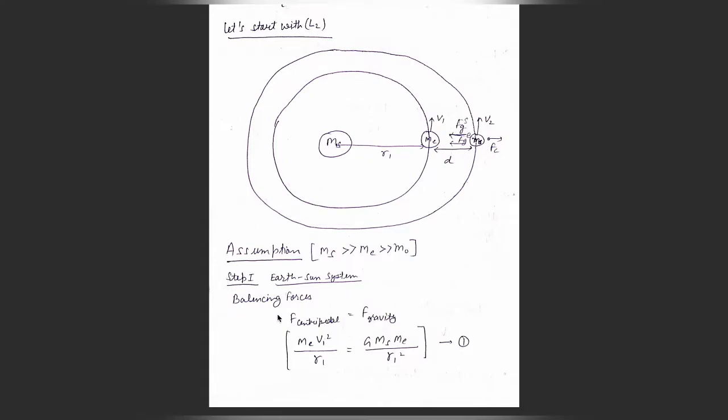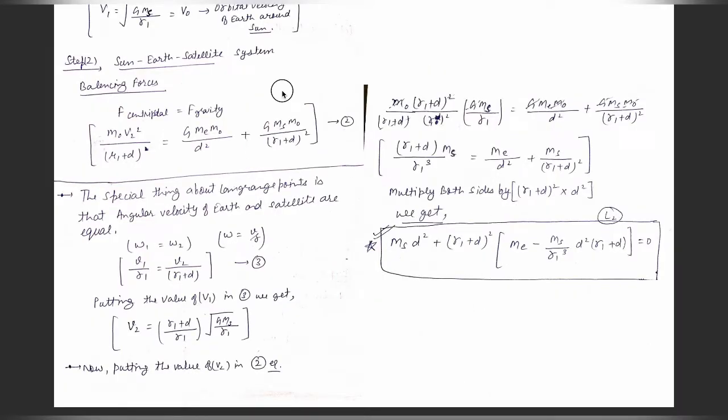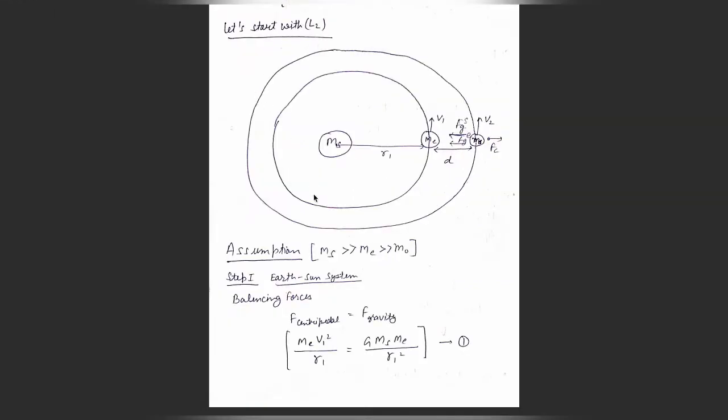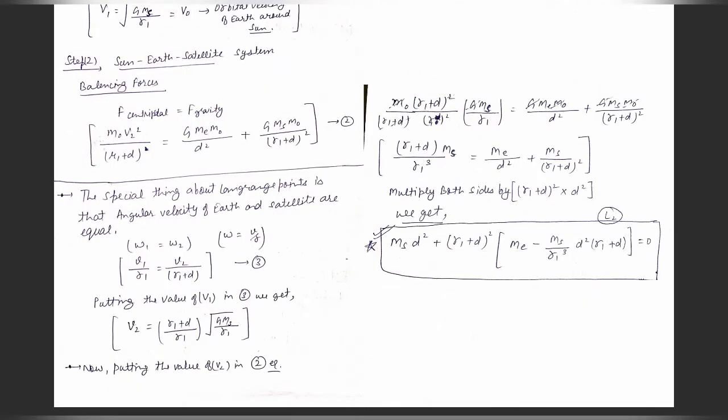In step 1 we balance forces for the Sun and Earth. We take the centripetal force and the gravity force: for the centripetal force, mass times velocity squared upon radius equals G m1 m2 upon r squared, Newton's law and the simple centripetal formula. After defining it, we get to this point. We solve it for v1. After solving this equation for v1, we get v1 as root of G M s upon r1, which is the orbital velocity of the Earth around the Sun.